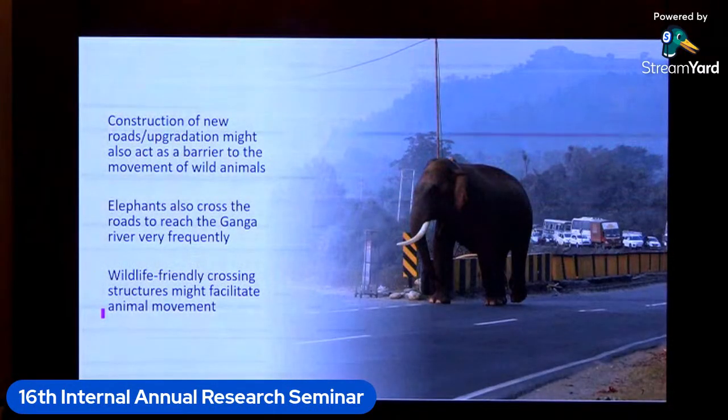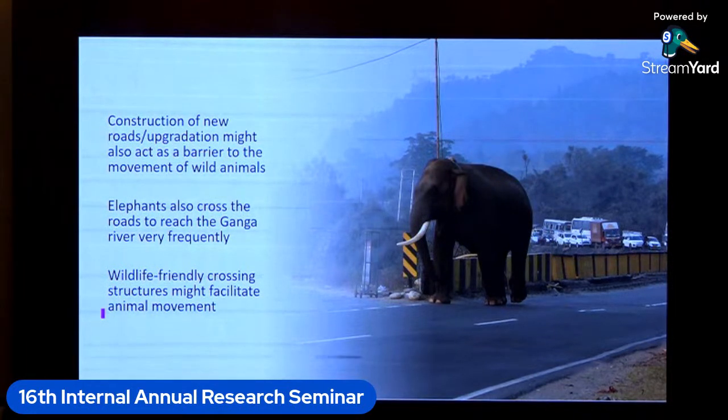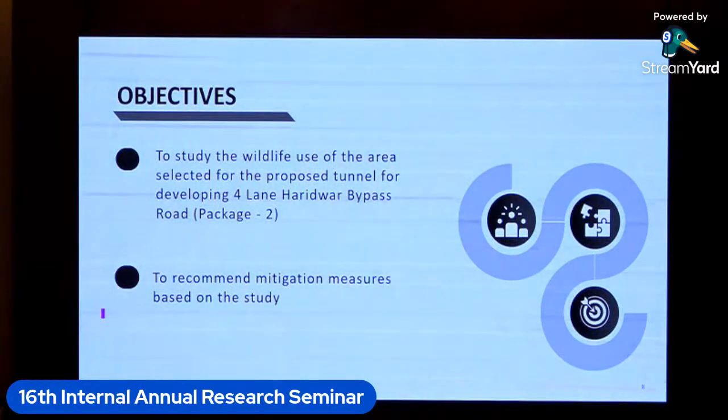Construction of new roads and upgradation might also act as a barrier to the movement of wild animals, which can be seen in Rajaji very frequently, especially during the summer season when elephants come onto the road to cross it to reach the Ganga River. But wildlife-friendly crossing structures might facilitate animal movement. So we studied wildlife presence and wildlife use of the area selected for the proposed tunnel and recommended mitigation measures based on the study.